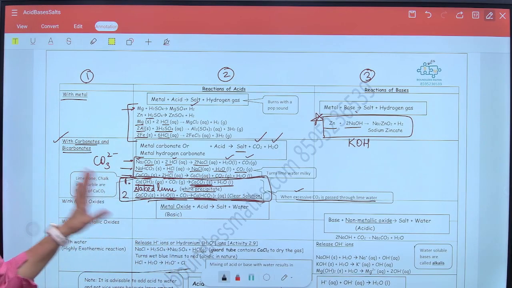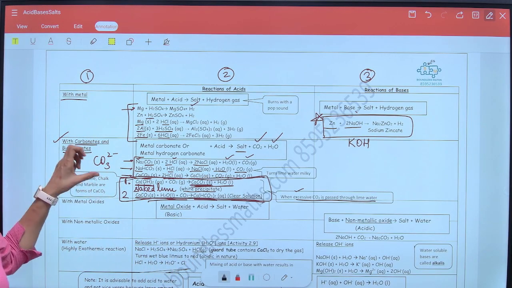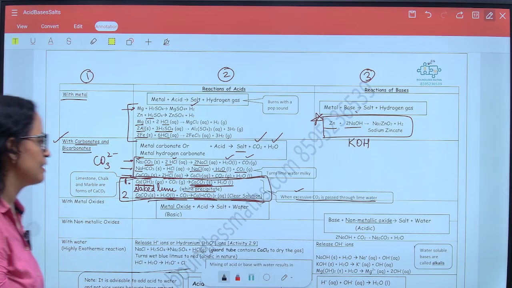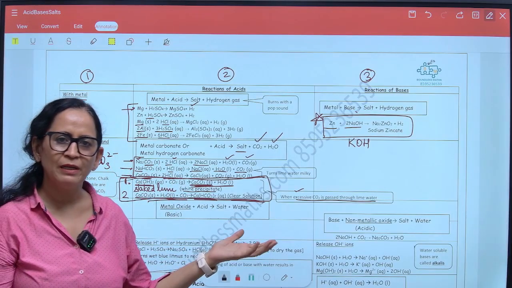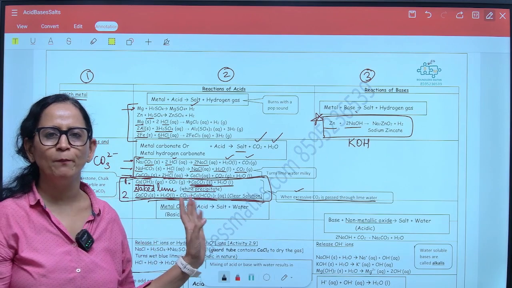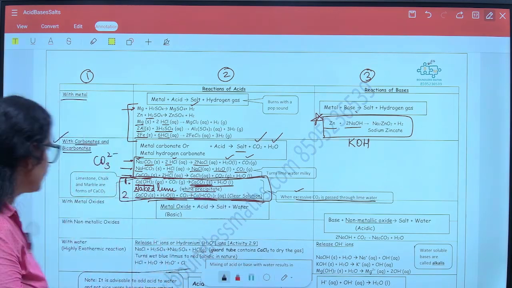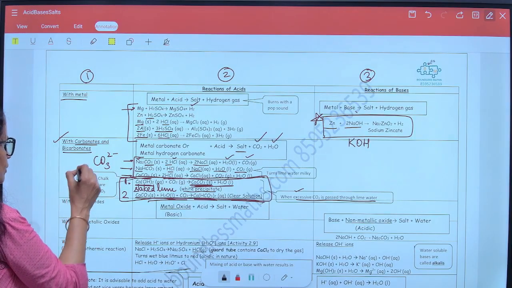This is a very important question from this part, so please learn both the reactions, write balanced chemical equations and explain that the solution will first turn milky but eventually it will become clear because of the formation of calcium bicarbonate. Now again, a comment here.